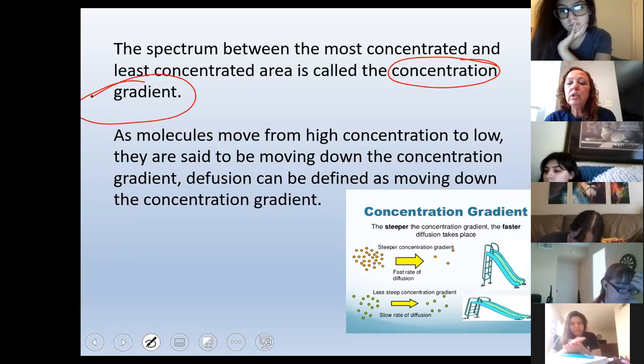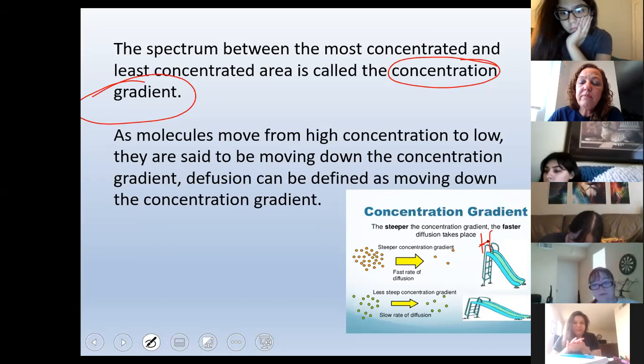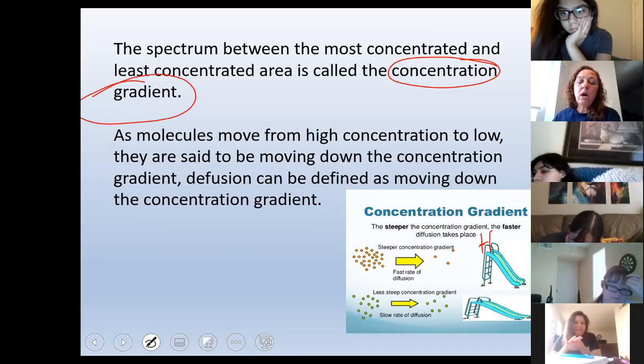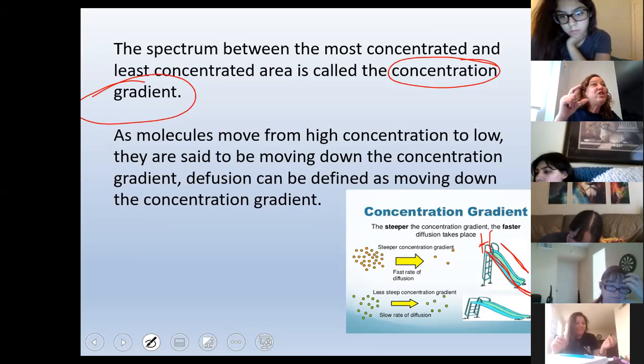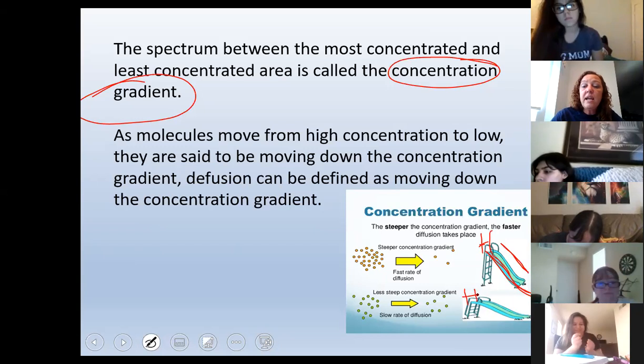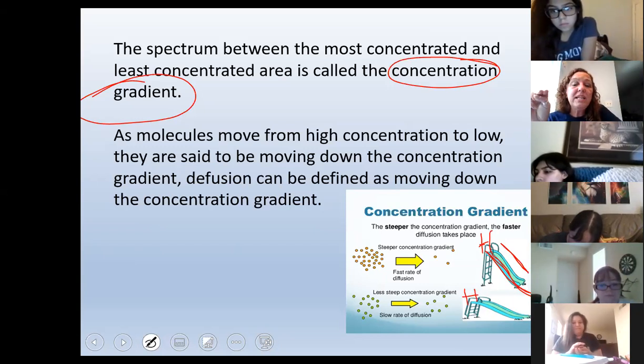Here I've got a picture. Here is my high concentration demonstrated by the top of this slide and my low concentration. There is a relatively good distance, right? The higher is much higher than the lower, if that makes sense. And I'm going to slide very easily and pretty quickly. If I don't have a lot of difference, you see how this high and this low, there's not a whole lot of difference between these two.